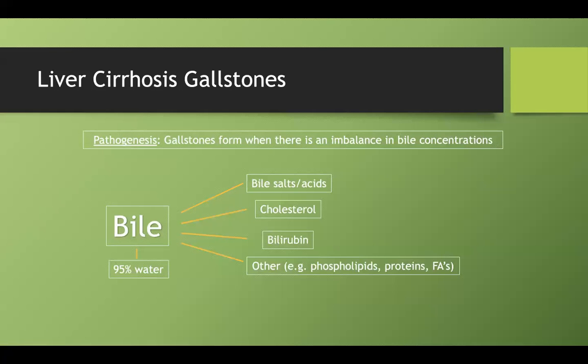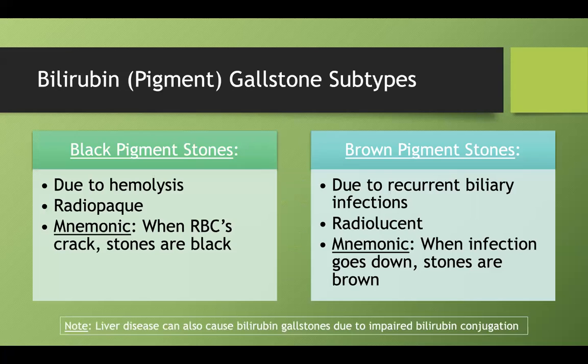Gallstones are also possible in liver disease. This is from our hepatobiliary lecture where I talk extensively about gallstones. I just want to remind you that bilirubin is a component of gallstones. If you have elevated levels of bilirubin, or the more insoluble subtype like unconjugated bilirubin inside of bile, you're more likely to get gallstones. There are two types of bilirubin gallstones you have to remember: the black pigment stones are for hemolysis and brown are for infections, and I have some good mnemonics there.